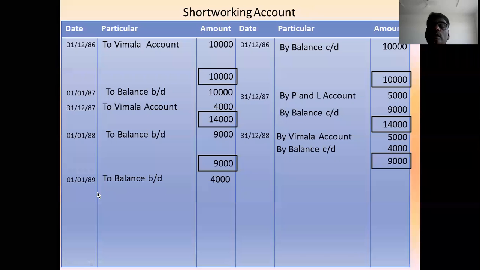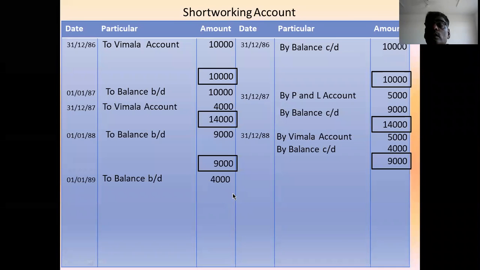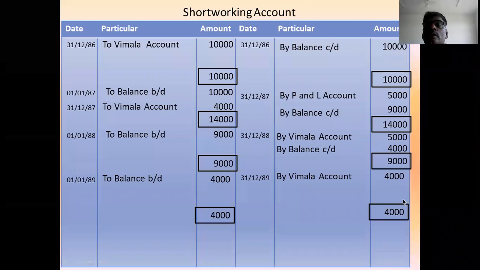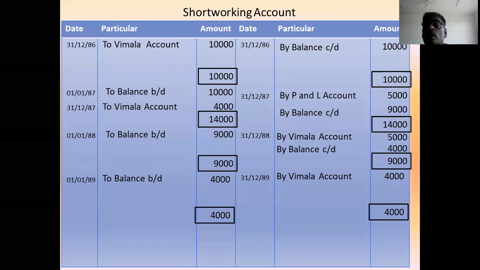Okay. In the year 1989, there is no amount in the SW and there is amount in the SWR. Therefore, you take on the credit side by Vimala account, that is 4,000. Total 4,000. Then the total tallies. There is no balance. And in the year 1990, there is no amount in the SW, SWR, SWIR. Therefore, no entry for 1990. Okay. This is the simple problem.